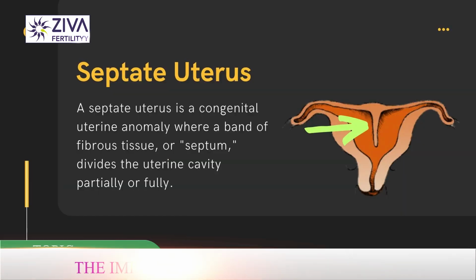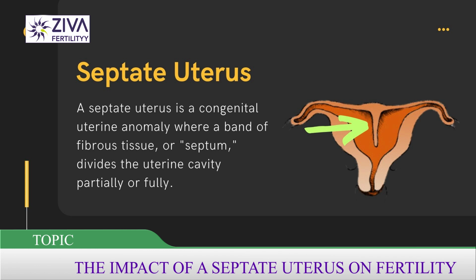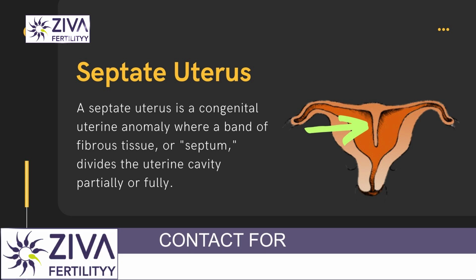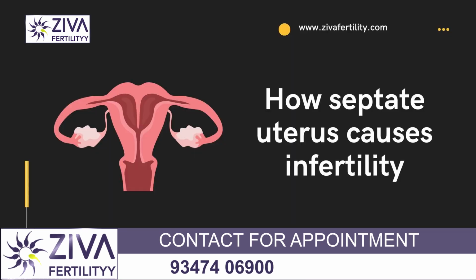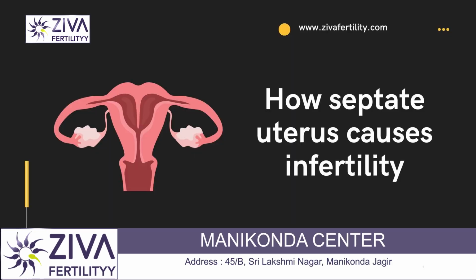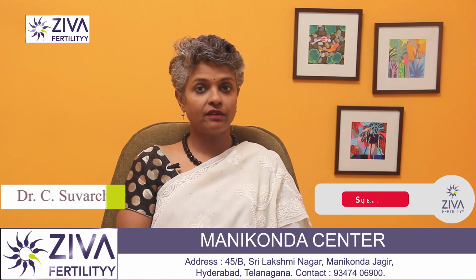A septate uterus is a congenital uterine anomaly where a band of fibrous tissue, or septum, divides the uterine cavity partially or fully. This structural abnormality can interfere with conception, embryo implantation, and pregnancy progression. Let's try to see how septate uterus affects fertility.